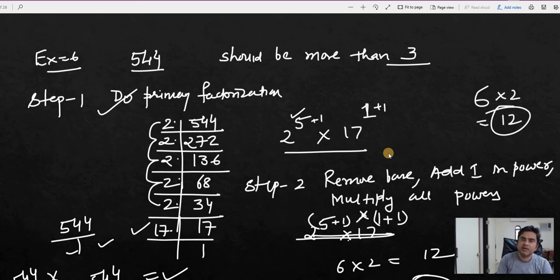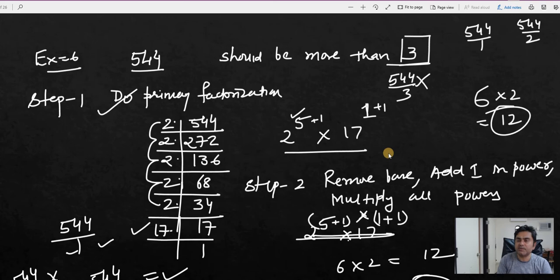Now they say the divisors which are more than 3. So 544, it is easily divisible by 1. 544, is it easily divisible by 2? 544, is it divisible by 3? No, it is not. So there are only two numbers which are less than 3. So that you have to remove. So 12 is the total minus these 2. So the total number of divisors which is more than 3, which is dividing 544.